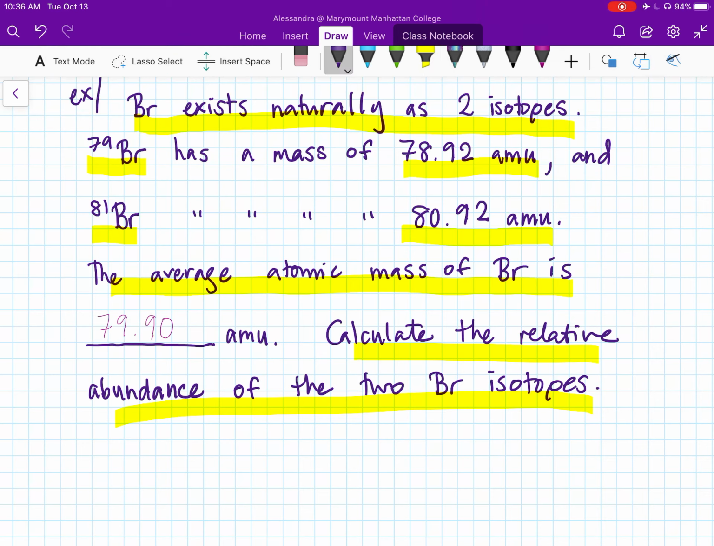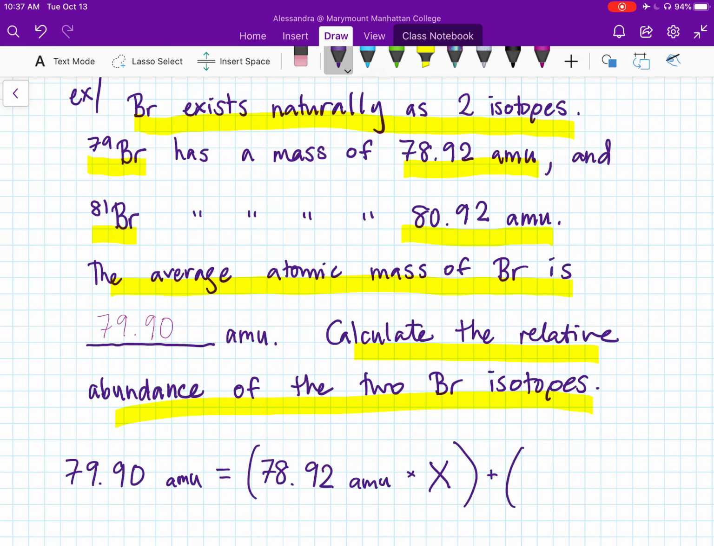Given that information, let's calculate the relative abundance of each of the bromine isotopes, bromine 79 and bromine 81. So we need to set up an equation that's like the weighted average. If we were calculating how we got the 79.90 weighted average, that is going to be the mass of each isotope, so 78.92, the light isotope mass, multiplied by its relative abundance. I don't know what that is. That's what I'm trying to calculate. So I'm just going to call that X. And then I need to take the heavier isotope's mass, 80.92 atomic mass units, and multiply it by its relative abundance. I don't know what that is either, so I'm just going to call that Y.